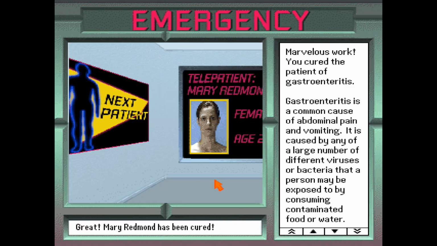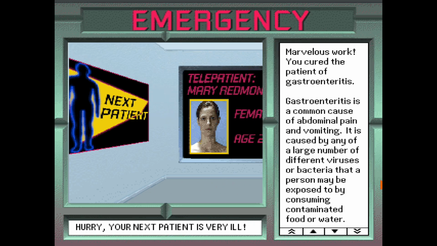Marvelous work! You cured the patient of gastroenteritis. Gastroenteritis is a common cause of abdominal pain and vomiting. It is caused by any of a large number of different viruses or bacteria that a person may be exposed to by consuming contaminated food or water. This case of gastroenteritis was caused by a rotavirus infection.